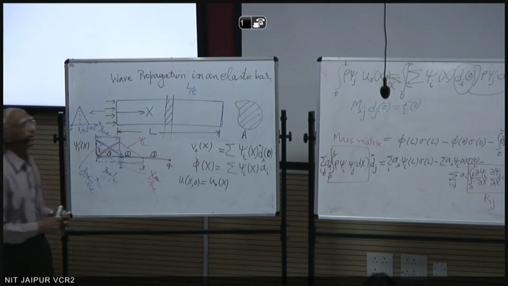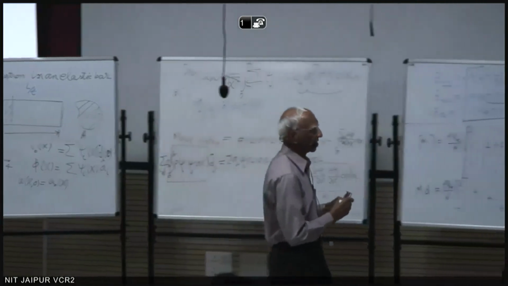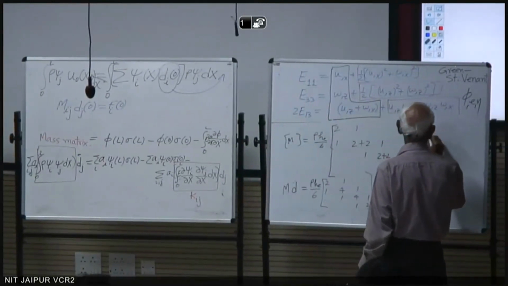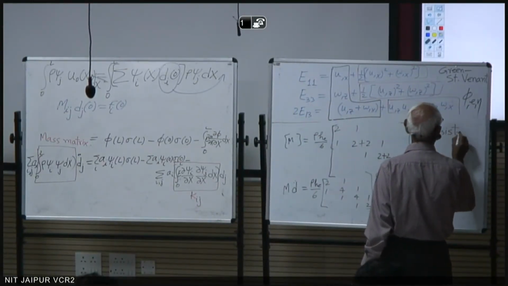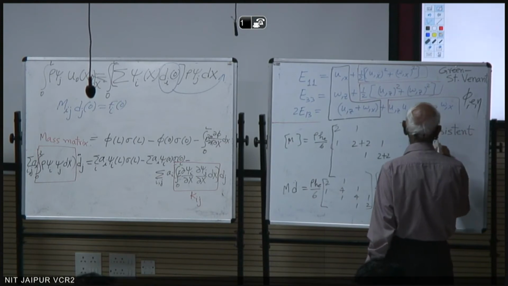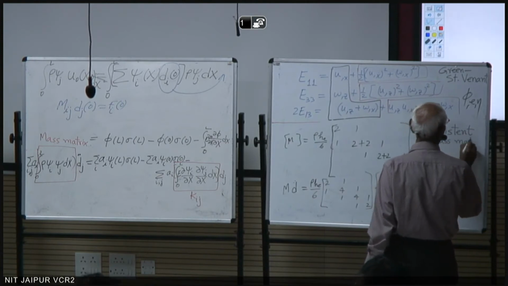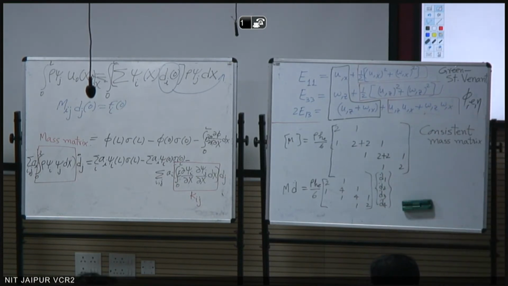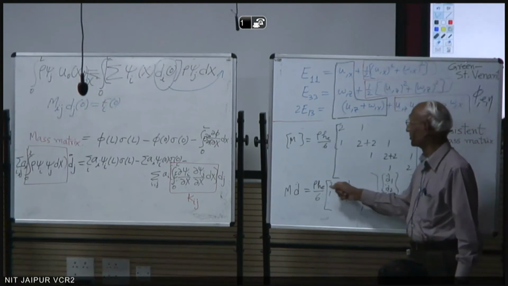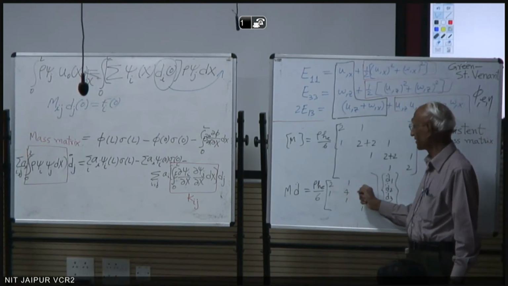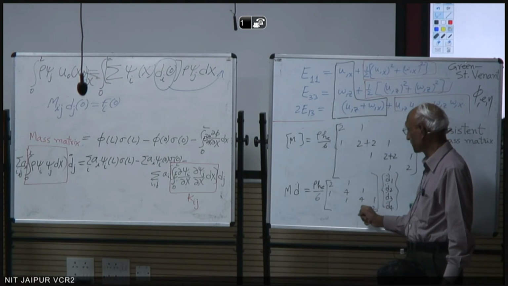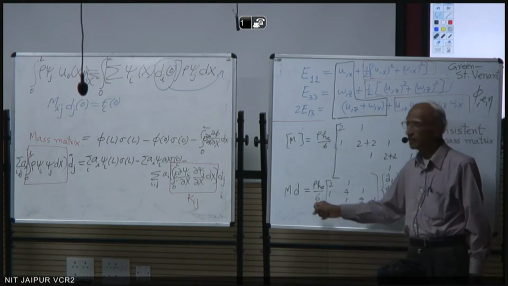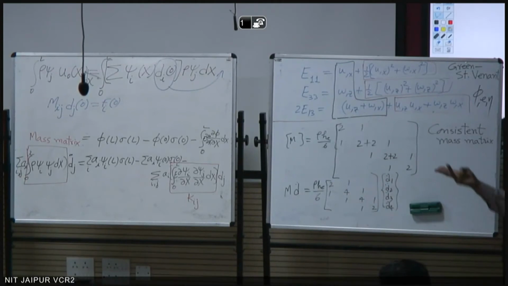So this mass matrix is called consistent mass matrix. Adding up: 2 plus 1, 3, 4, 8, 9, 10, 14, 15, 16, 18, divided by 6, 3. And we have 3 HE there.